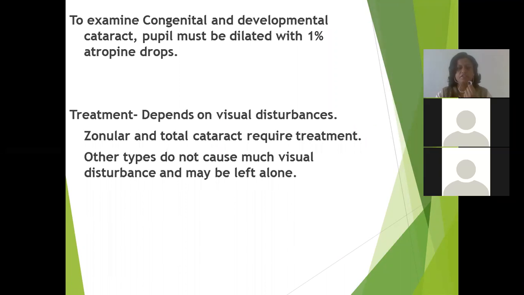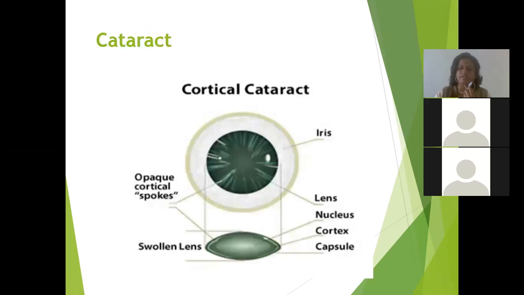Treatment depends on the visual disturbances. That is, total cataract requires treatment and other types do not cause much visual disturbance and may be left alone. So this is the diagram of a cortical cataract.